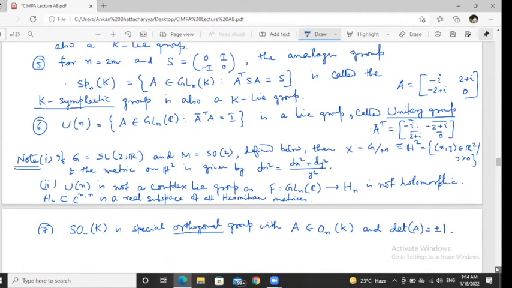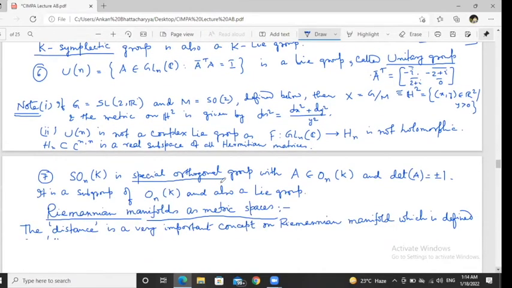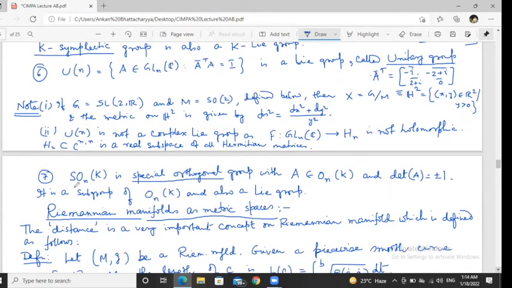What is SO(2)? SO(2) is the special orthogonal group, with A belonging to the orthogonal group and determinant A equal to plus 1. It is a subgroup of O(n,K). It is also a Lie group.